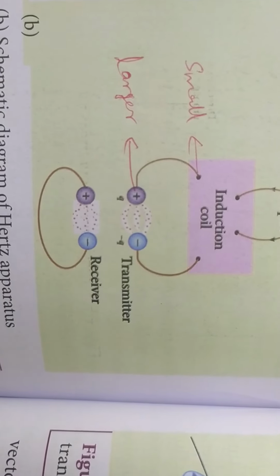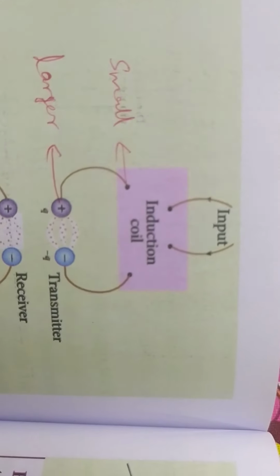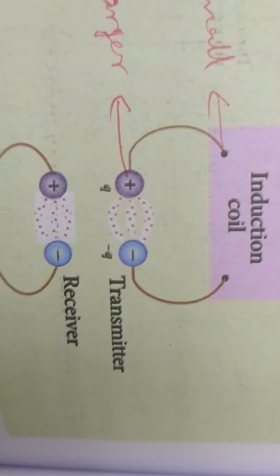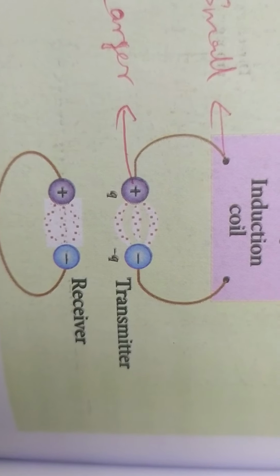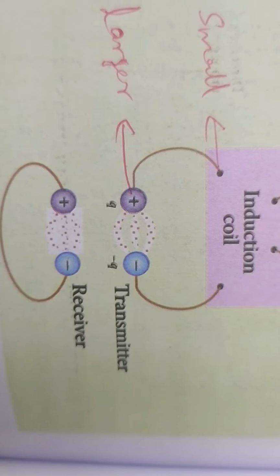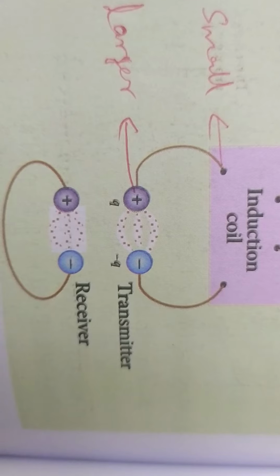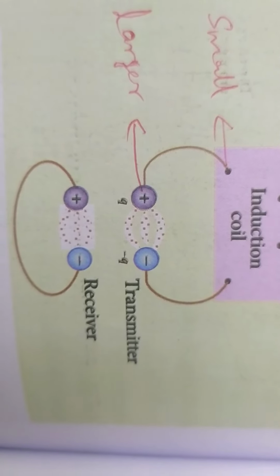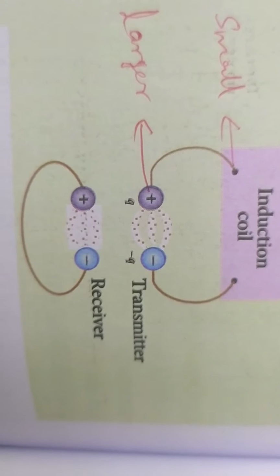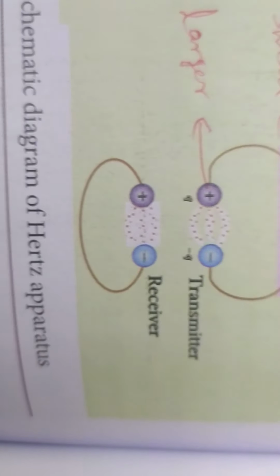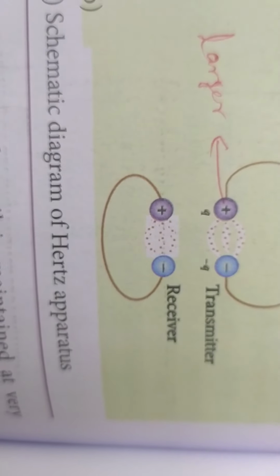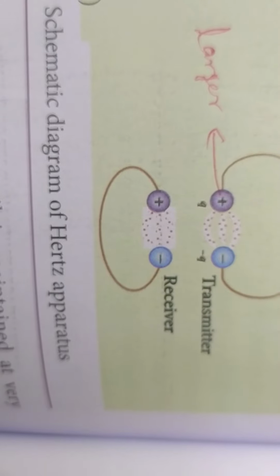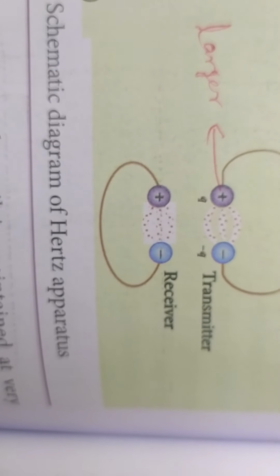receive the electromagnetic waves. When the input is given, the air gap between the two balls, that is plus q and minus q, gets ionized, and so there will be oscillating electric charges produced. This oscillating charge is nothing but electromagnetic waves, which is the source of electromagnetic waves, and a spark is created here. This spark is received by this receiver, which is at some distance away from the transmitter. So here the electromagnetic waves are produced and then they are received by the receiver.